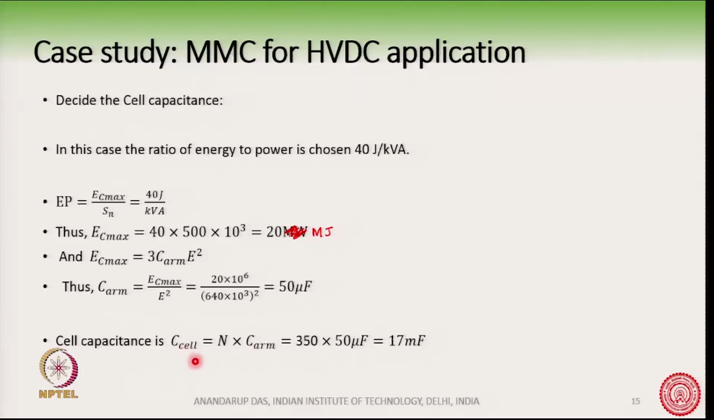So, C cell is n times the C arm, and if there are 350 cells, or anyway, this should have been 330 cells, and we have 50 microfarad, a value of roughly 16 millifarad will come. Around 16 to 17 millifarad of cell capacitance will be required.